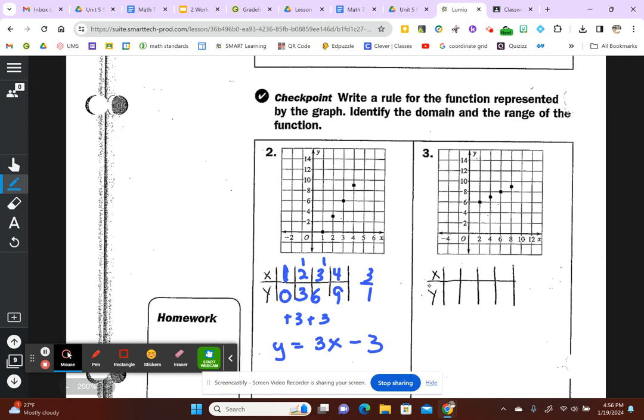And then I have to subtract 3, because y equals 3 times 1 is 3, minus 3 is 0. 3 times 2 is 6, minus 3 is 3. 3 times 3 is 9, minus 3 is 6. 3 times 4 is 12, minus 3 is 9. So this is my rule.